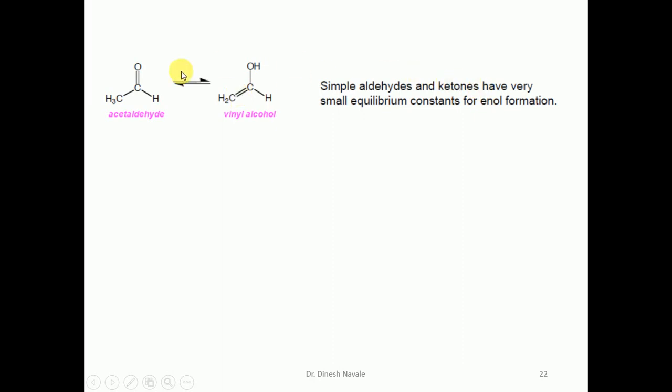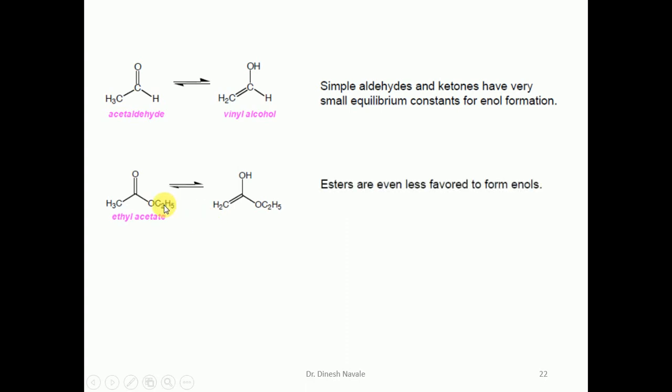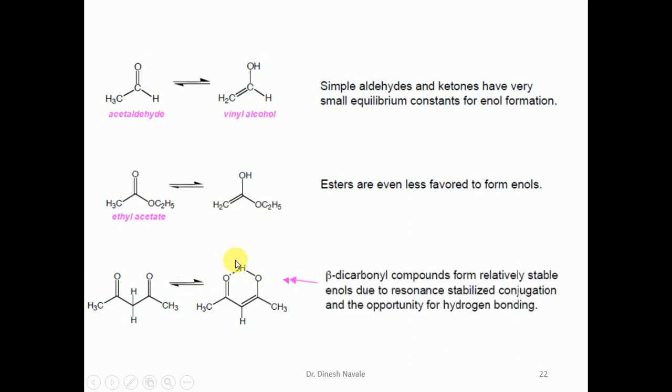Now take a simple example like acetaldehyde. This is vinyl alcohol, which is the enol form of this compound. For a simple aldehyde or ketone, the equilibrium favors the keto form. If you take ethyl acetate, enolization is less favorable due to that ester group. And in the third example, the 1,3-dicarbonyl compound, due to hydrogen bonding, the enol content will be more due to the intramolecular hydrogen bonding.